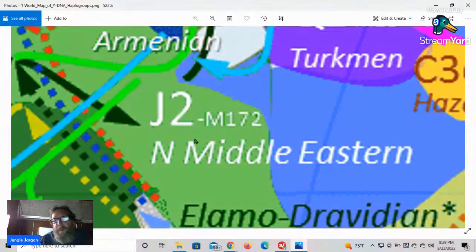So this J2 here identifies as Judaic. This J2M172 right here, this in all probability is the descendants of King David and King Solomon, because it's one lineage, it's a large population, it's the house of David. In all probability, that's what it is.